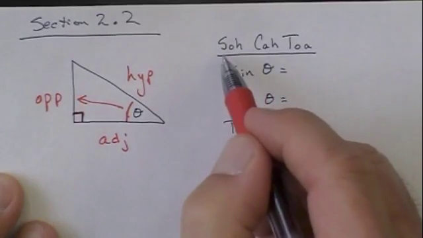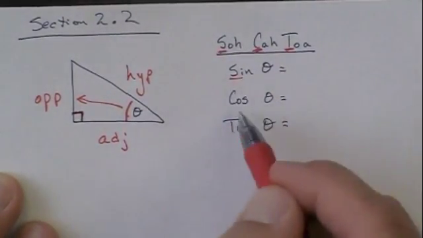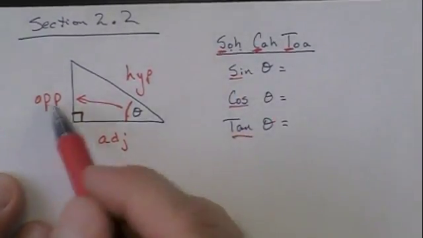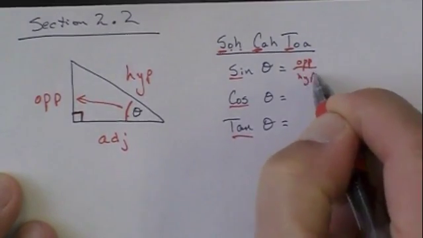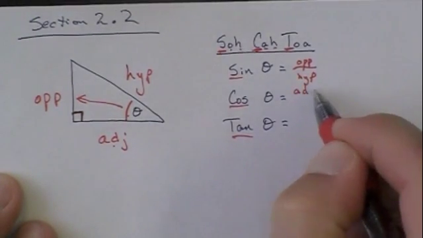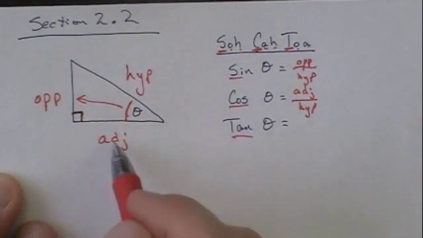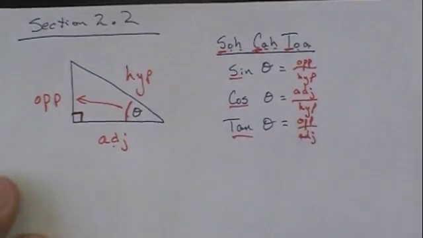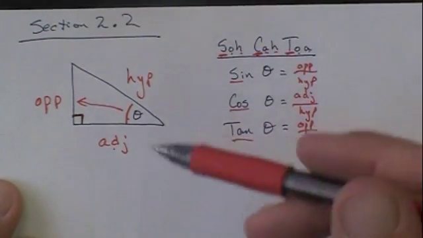When we look at SOHCAHTOA, the S, C, and T give us sine, cosine, and tangent, but the O and the H are opposite and hypotenuse. The A and the H are our adjacent and our hypotenuse. And then the O and the A are the opposite and the adjacent. These are the basics for setting up our ratios correctly, and that's what we're looking at here.